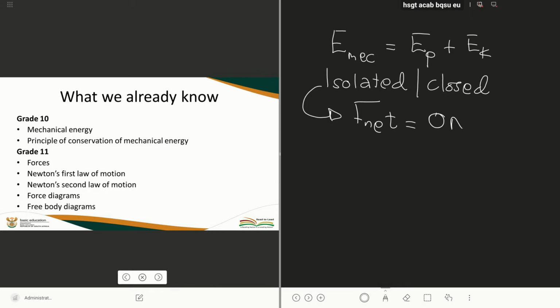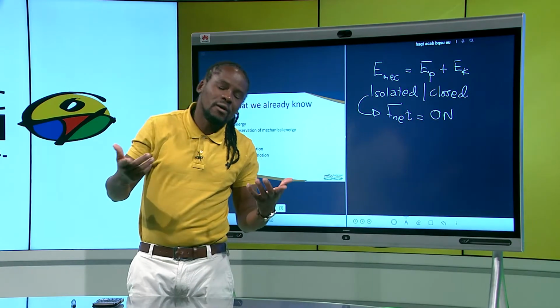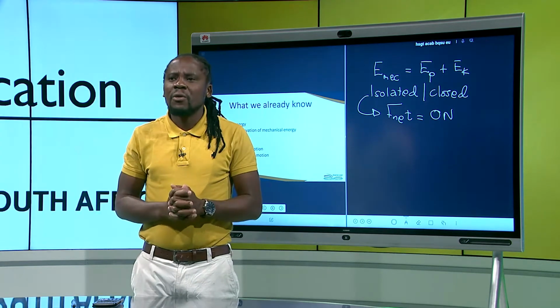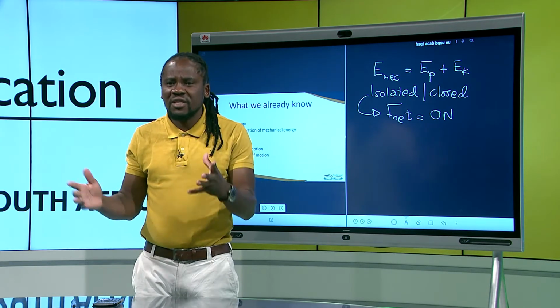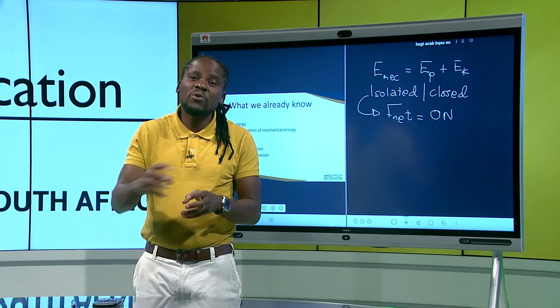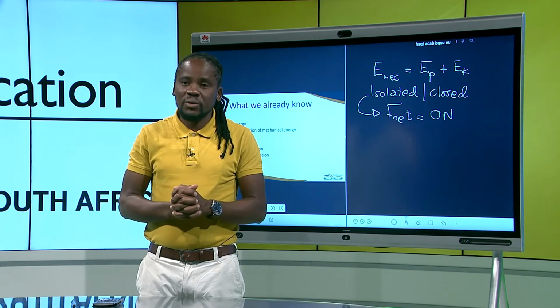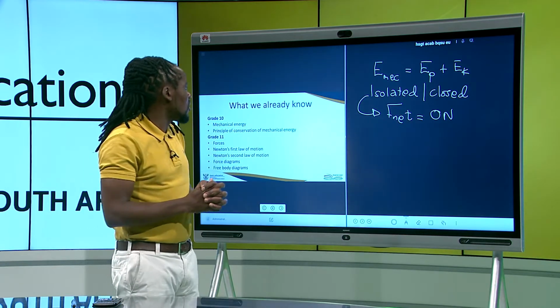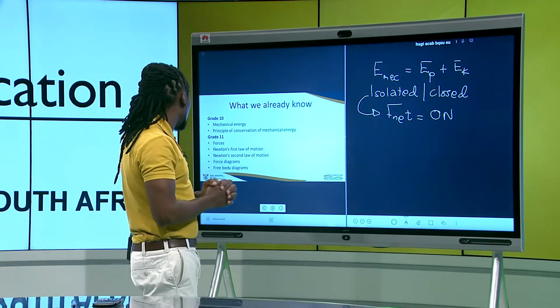Now, this also brings something to mind as far as Newton's laws are concerned. We also looked at Newton's laws in grade 11, where we said that whenever there is a 0 net force on an object, the object maintains its position or it moves at a constant velocity as a result of a 0 net force acting on it. So that's Newton's first law, the law of inertia. All those ideas do come to mind.